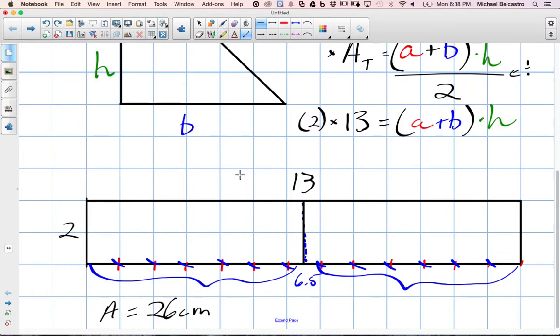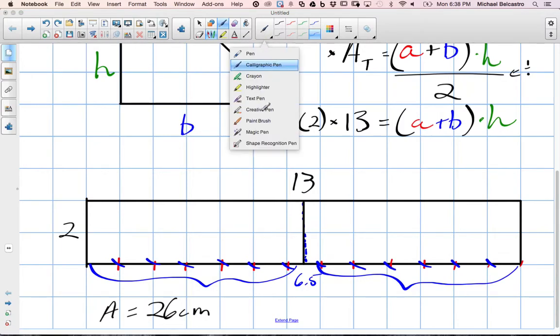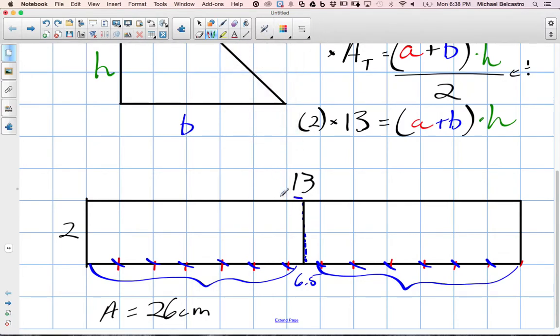I can get any line, and as long as I'm as far to the left as I am to the right, so essentially cutting it in half like this, it is a trapezoid. Any of these are acceptable trapezoids.